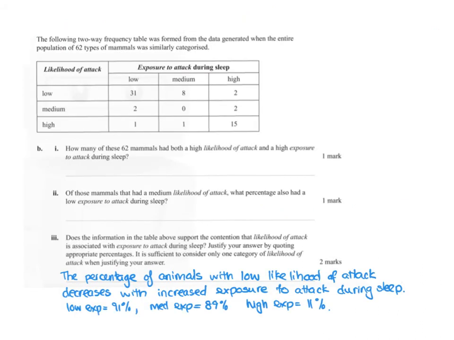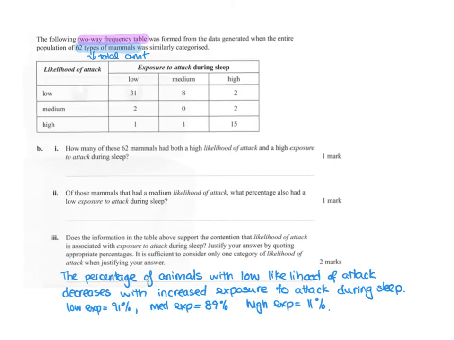Okay, so now we can have a two-way frequency table formed from the data generated with the entire population of 62 mammals. So here, when they give you this number, they often give it up in the little blurb at the top. That's telling you your total amount. So when you're often finding percentages, that's your total amount, okay?